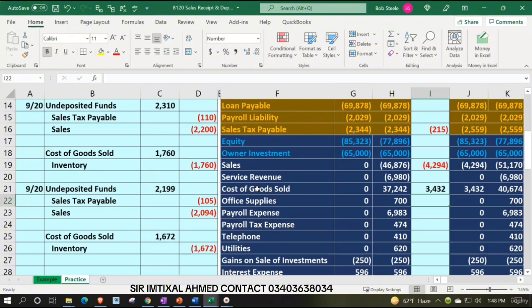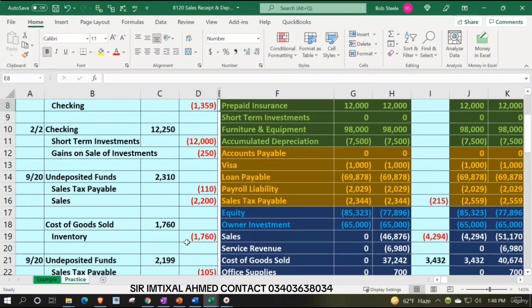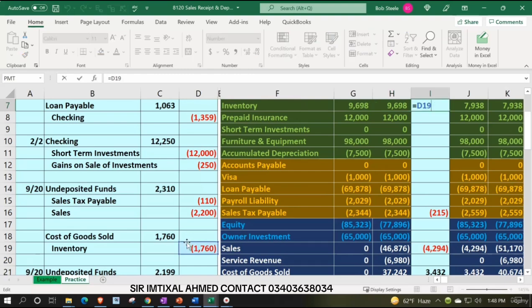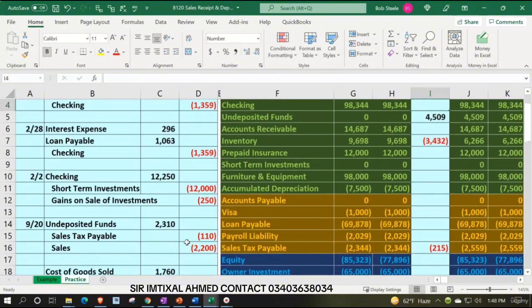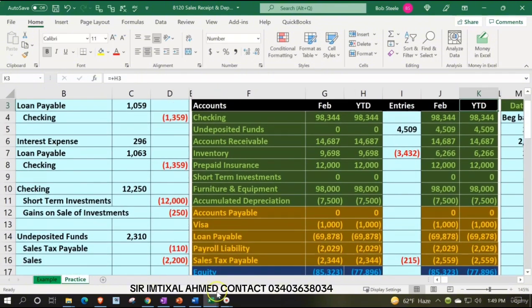And then finally inventory, the last item. Inventory is up top. F2 plus F2, scrolling down to the inventory. There we have it. That puts us back in balance again.